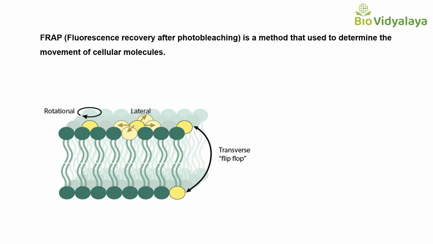Our plasma membrane is fluid in nature because lipids and proteins in these monolayers are free to move. Let's see what types of movements are possible for these biomolecules. There are three types of movement: rotational movement, lateral movement, and transverse movement. Transverse movement is also known as flip-flop movement.